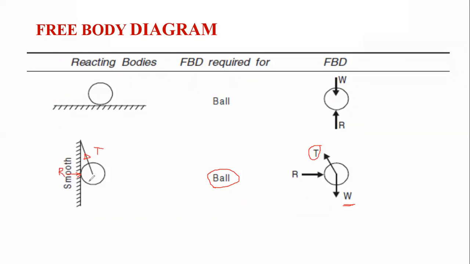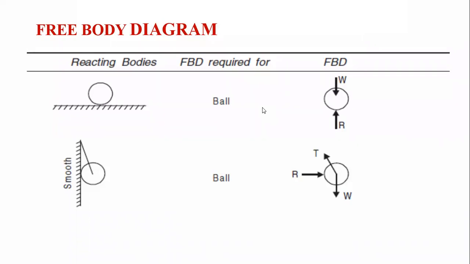When any body is in contact with any other surface, a reaction will develop at that particular point. That's why the reaction is shown. Here is the free body diagram of this problem. In this way we can easily show the various forces acting over the body, the reactions acting over the body, and the self weight of that particular body.